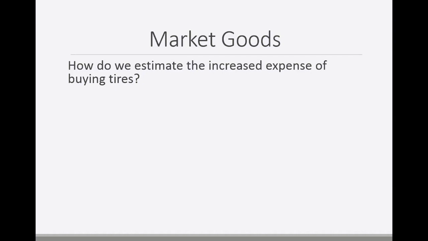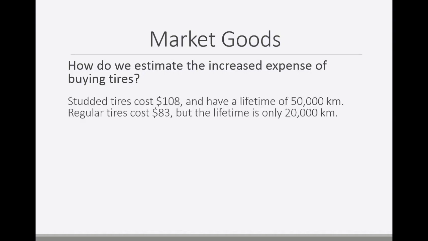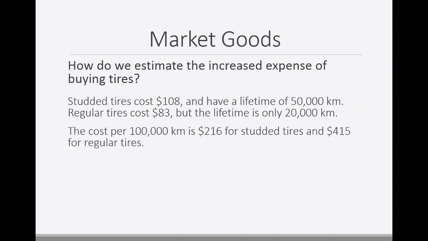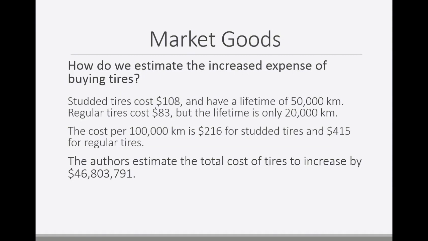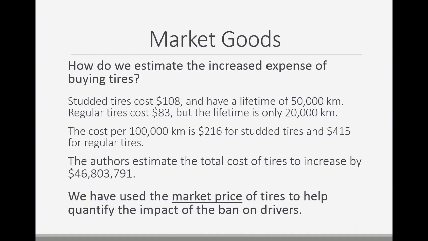How do we estimate, for example, the increased expense of buying tires? In the paper, the authors note the market price of studded tires relative to the market price of regular tires. You'll notice that although studded tires cost more, they have a significantly longer lifetime. When we look at the cost per 100 kilometers driven, studded tires are actually cheaper than regular tires. The authors estimate that the total amount spent on tires increased by more than $46 million due to the ban on studded tires. Note that here we have used the market price of tires to help us quantify the impact of the ban on studded tires.